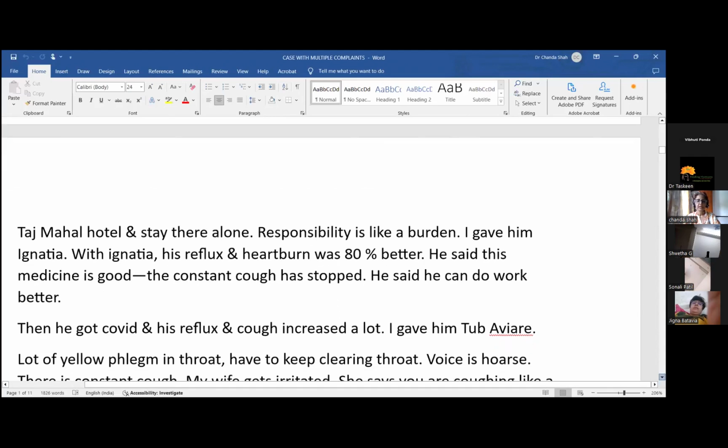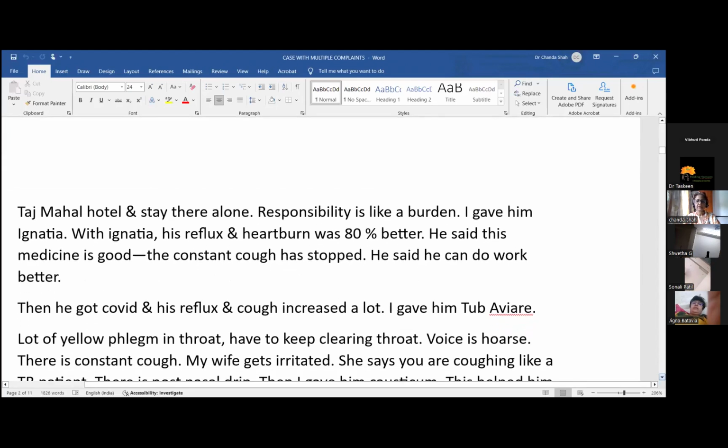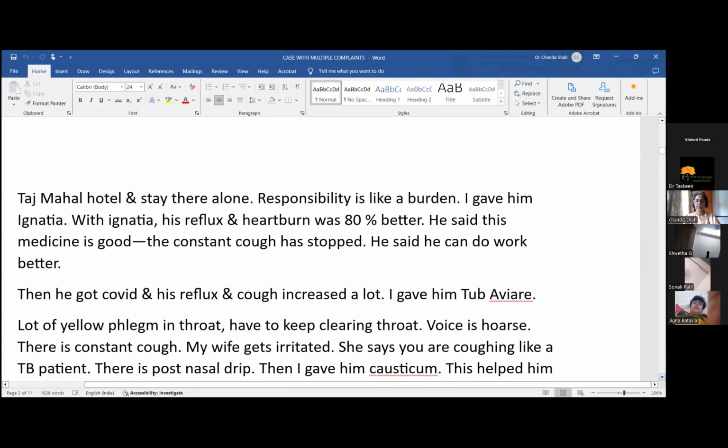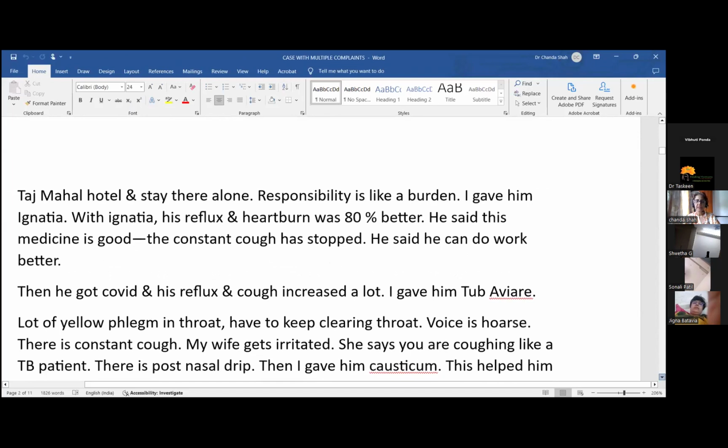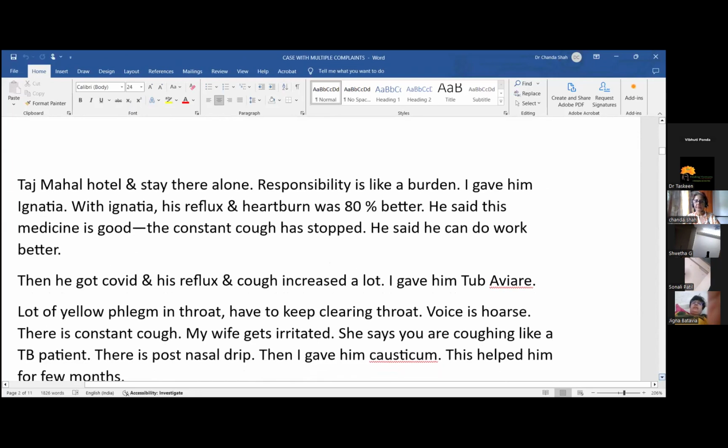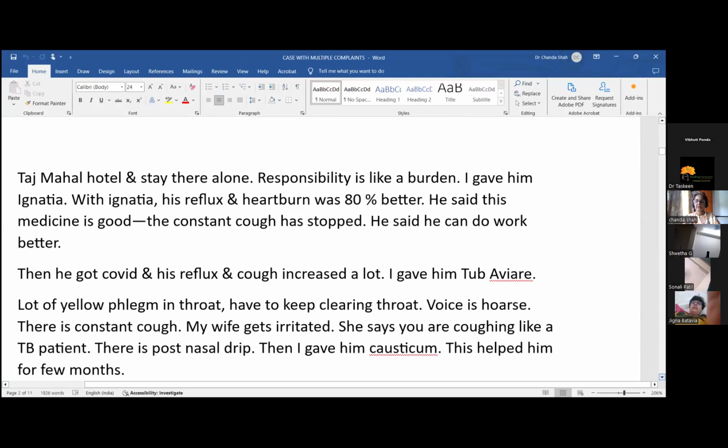Then there was a lot of yellow phlegm in the throat. I have to keep clearing my throat. The voice is hoarse. There is constant cough. I think my wife is getting irritated. So she tells him, "You're coughing like a TV patient." As a post-nasal drip. So then I gave him Causticum, which helped him for a few months.